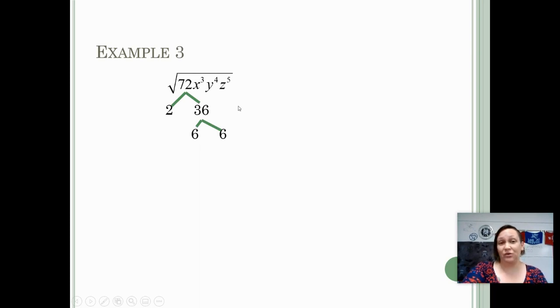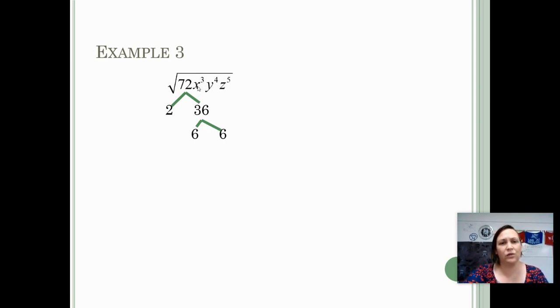For our variables, we are also going to be looking for pairs. So there's a couple different ways that you can do that. I'm going to show you first the long way to do it, and then I'll show you a shortcut after we've seen the long way. For the long way, we're going to take the exponent and write each variable that many times.